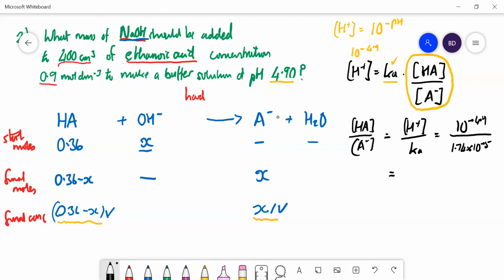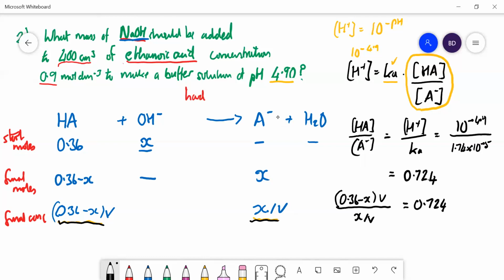That's 0.723 to 3 decimal places. Okay, 0.724, sorry. I've left that number in my calculator. That's the ratio. Now we know what the ratio is, we're going to substitute these values into it. HA is 0.36 minus X all over V, and A minus is X over V, and that's equal to 0.724.